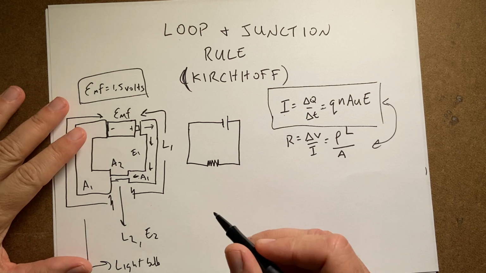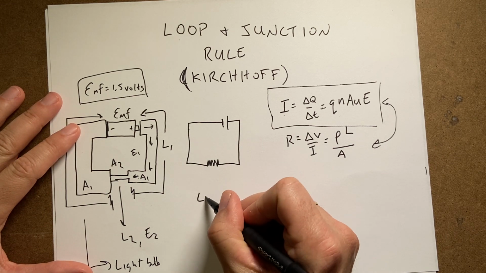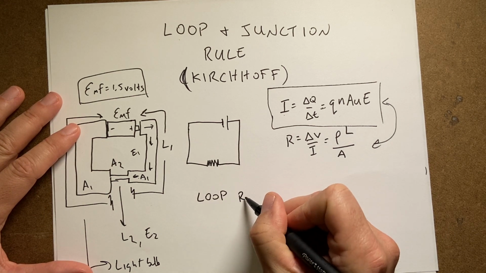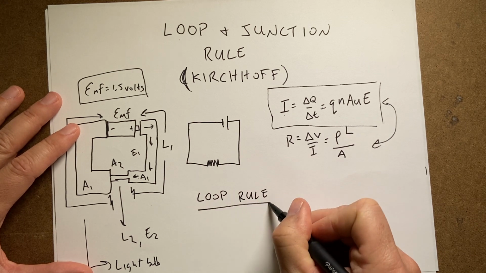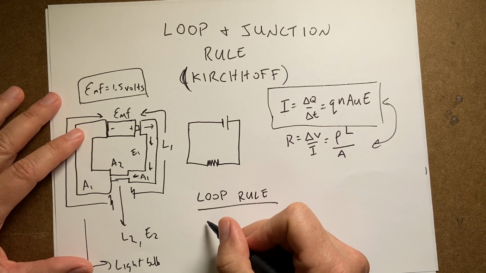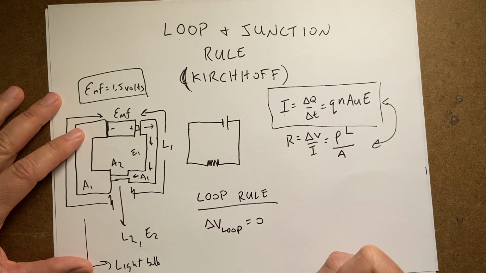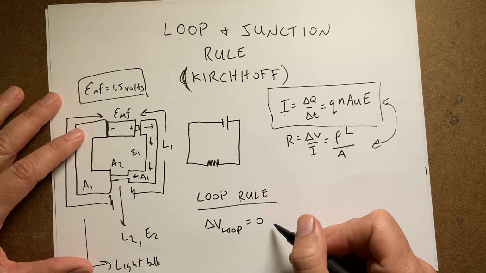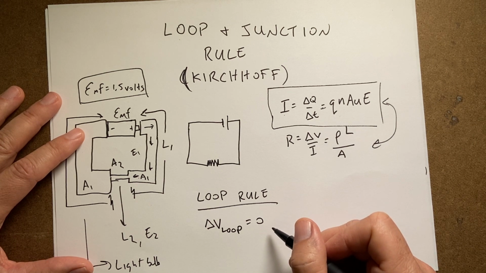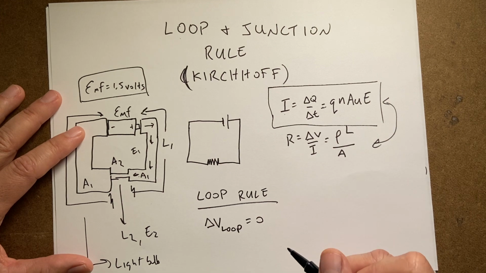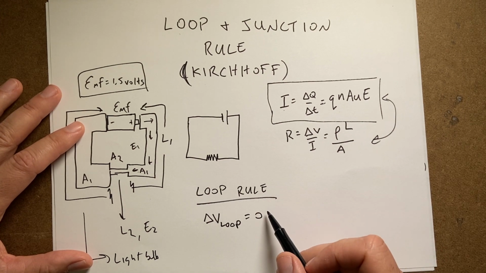Okay, so let's first do the loop rule. This just says that the change in electric potential over a loop is equal to 0. This is another way to state that the electric field is conservative and why we can define an electric potential energy. The same thing could be true for gravity.